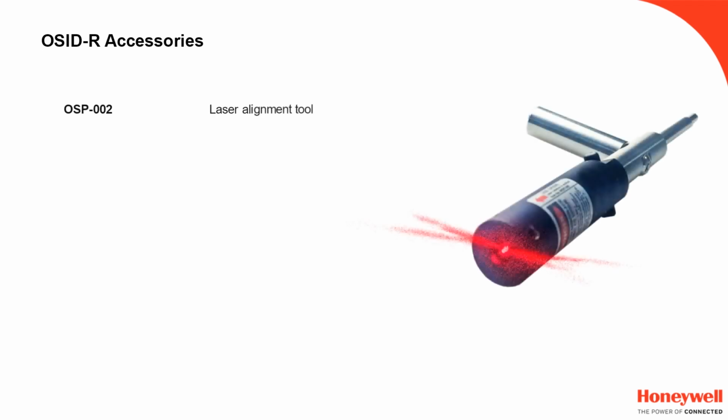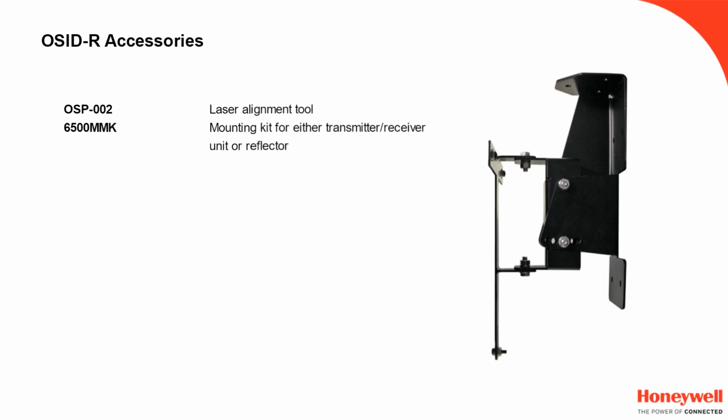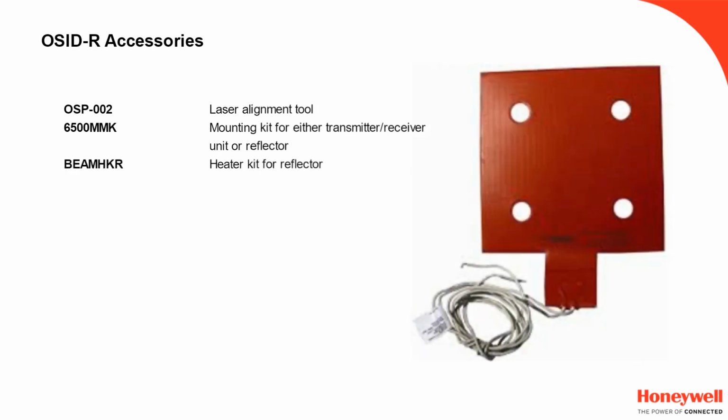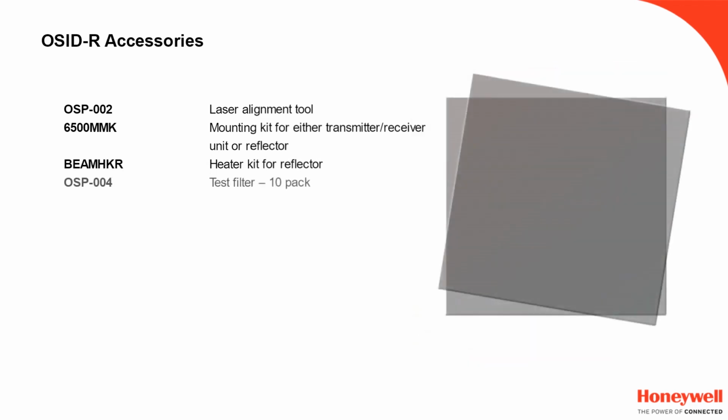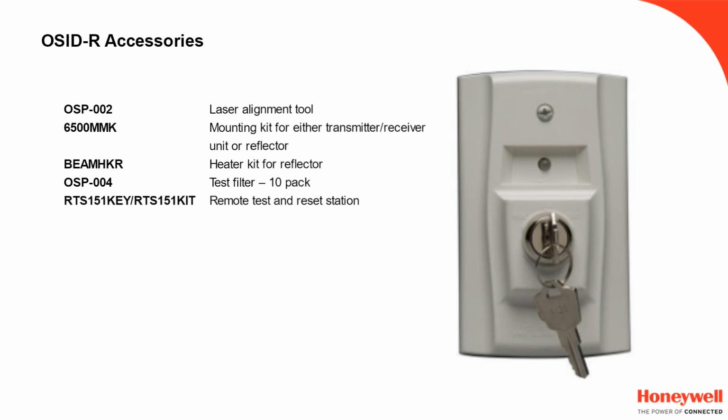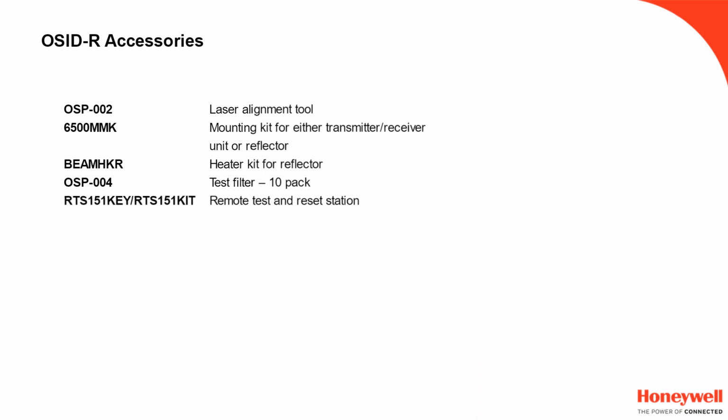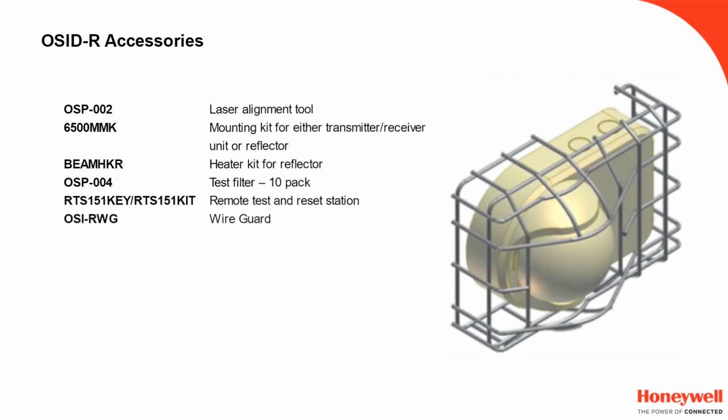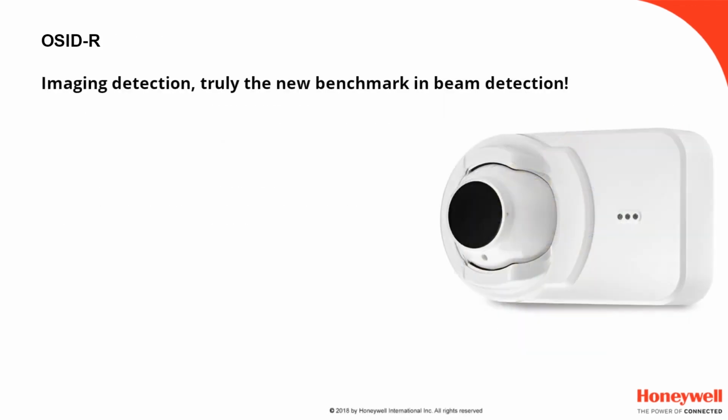There are a range of accessories available for the OSID and the rest of the OSID family. The laser alignment tool is available to help with the initial aiming of the device. There is a mounting kit which provides additional directional adjustability. A heater is available for the reflector. Test filters are available, sold in packs of 10. The remote station provides an electronic device for resetting the detector from ground level. For devices used in sports halls, or otherwise liable to mechanical damage, a wire guard is available.